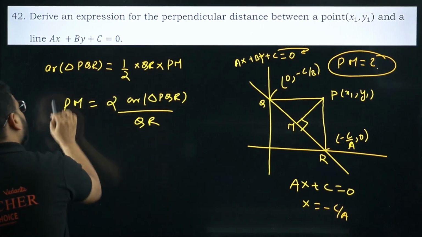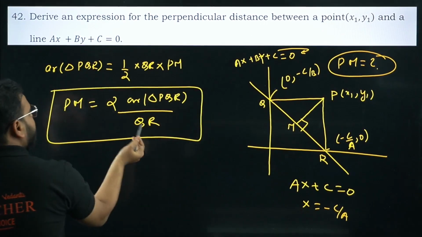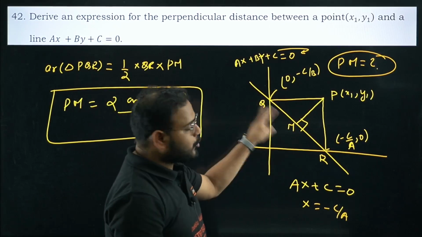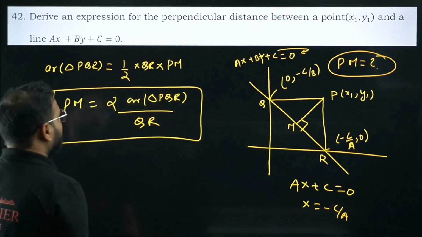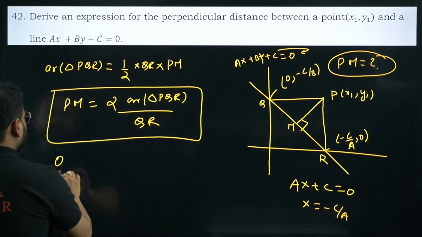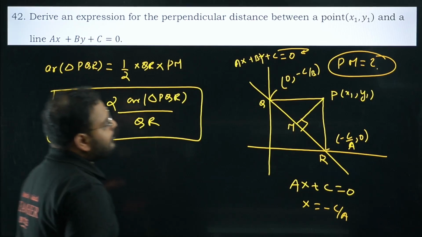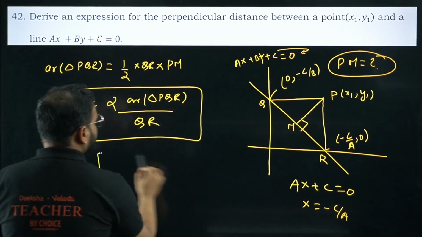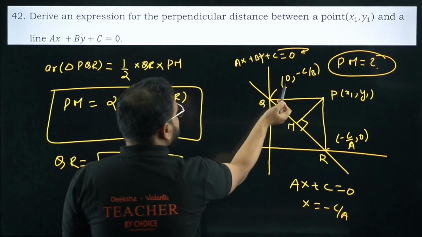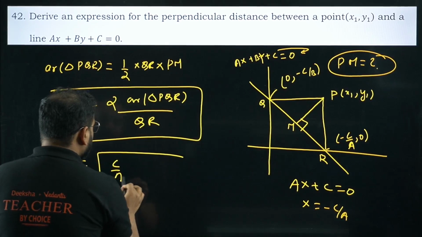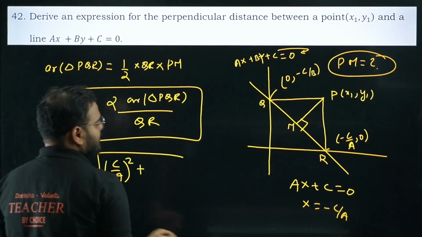So to find the value of PM, we need 2 things. One thing is finding QR and the other is finding the area of triangle PQR. Let's find QR first over here only. What will be QR? QR will be, have a look, C by A minus 0, so simply C by A the whole square plus, what about this?